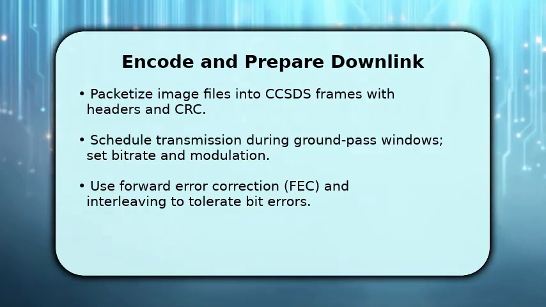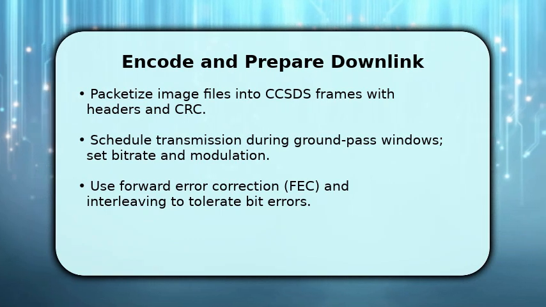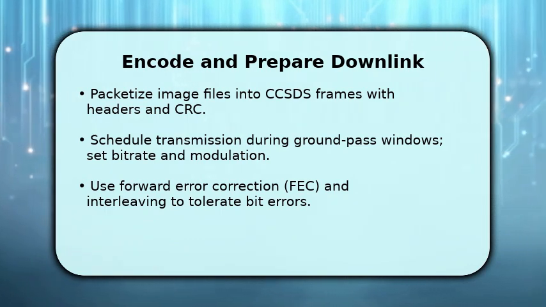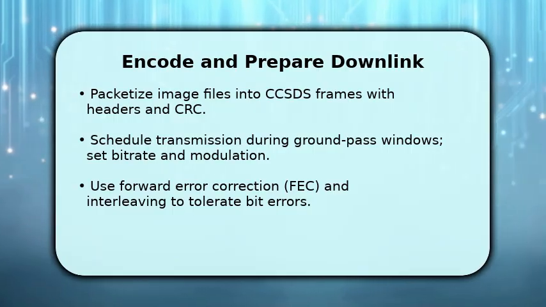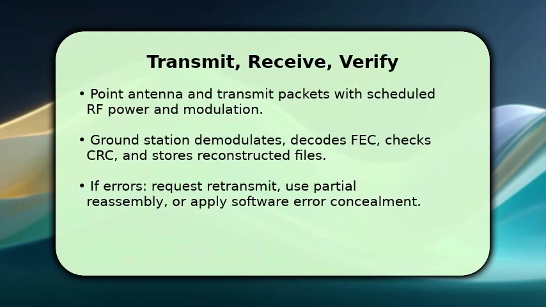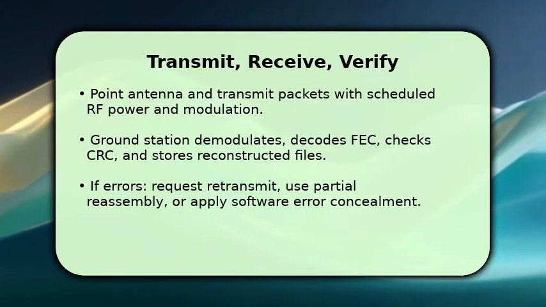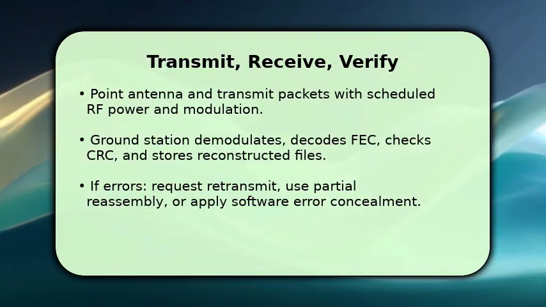Once queued, the radio uplinks, and antenna pointing and power settings are set automatically to maximize link margin during the short pass. When the satellite reaches the ground station line of sight, you command the antenna to lock and begin RF transmission of packet streams. The radio follows the scheduled modulation and power profile.